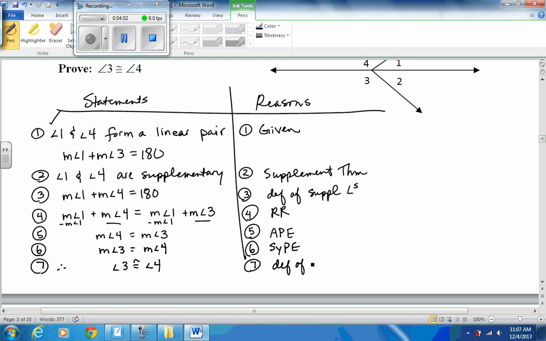Definition of congruent angles. If you already know the measures of angles are equal, congruent means that they'd be congruent. If all the measures of something are equal, then they're congruent, and with an angle you only have one measure. So you've shown all the measures. Well, then you can say it's congruent by the definition of congruency and what congruency means.